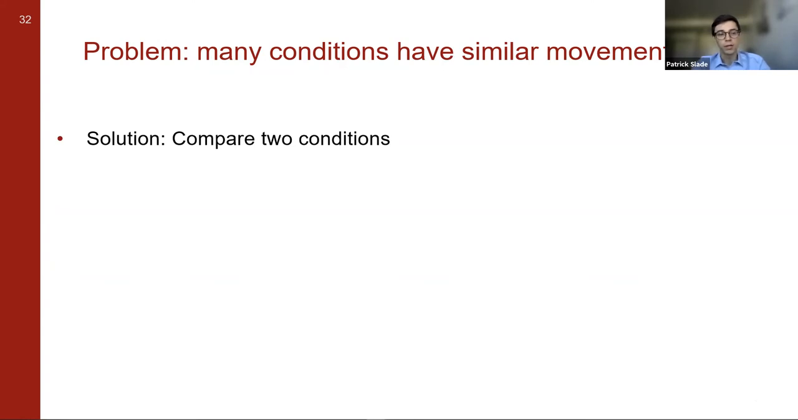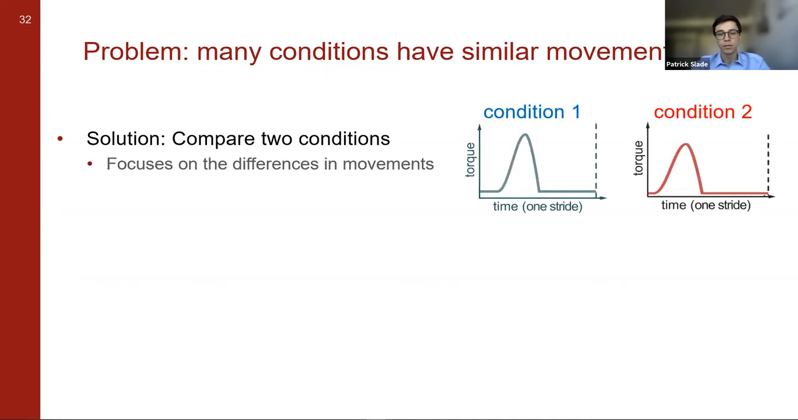The solution for how to overcome this is we're actually going to compare the two conditions. So you can imagine we have two torque profiles that are very similar. We're going to apply each to the person and record their motion. And then we're going to focus on the difference in their motion for each profile. So now we're going to look at how the difference in the motion relates to the difference in energy expenditure.